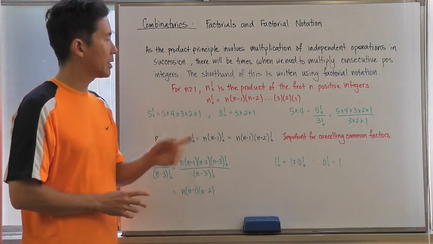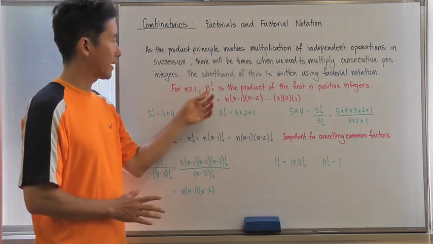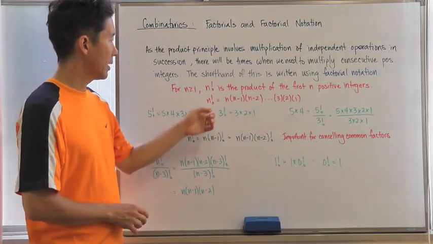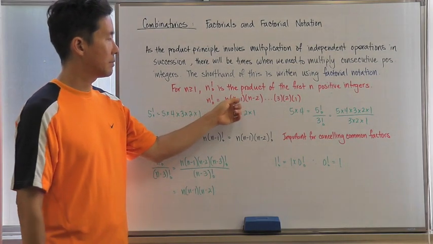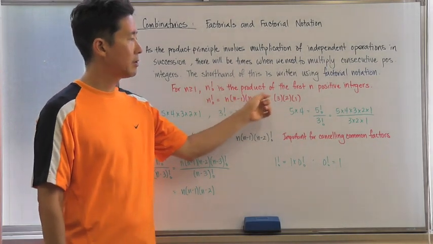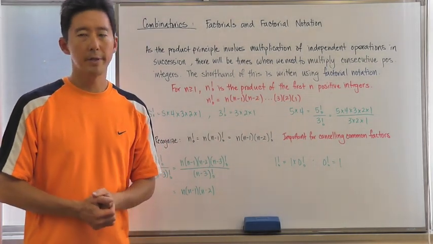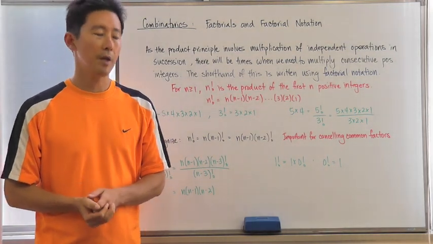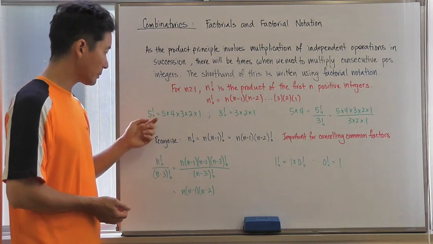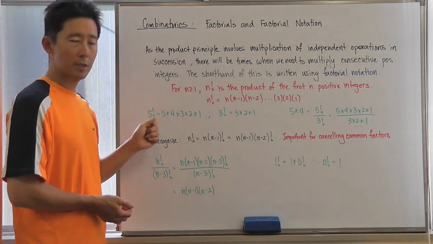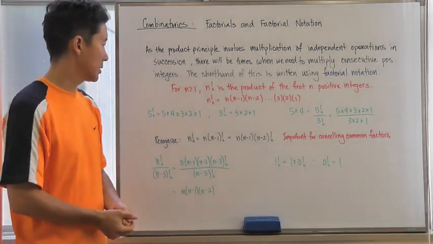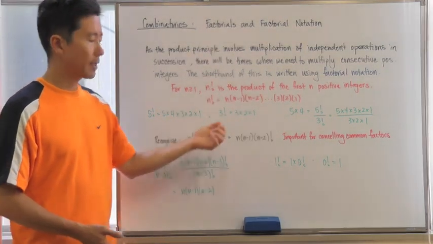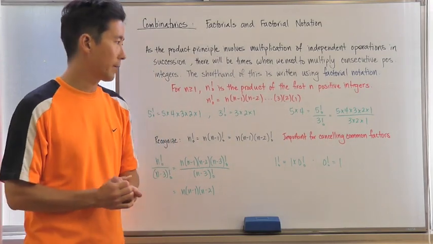So it says for n greater than or equal to 1, n factorial is the product of the first n positive integers. So n factorial is equal to n times n minus 1 times n minus 2, and so on until we get to 3 times 2 times 1, ending at 1, of course, because that's the smallest positive integer. So if we wanted to expand 5 factorial, we have 5 times 4 times 3 times 2 times 1. 3 factorial is going to be 3 times 2 times 1.